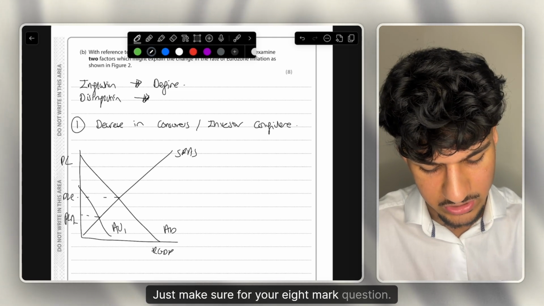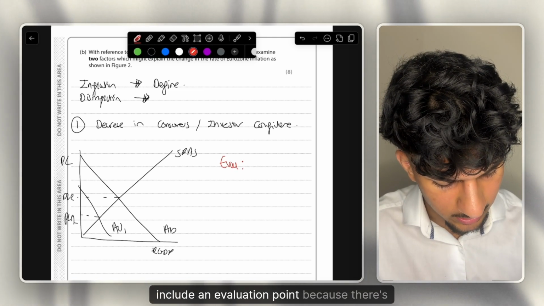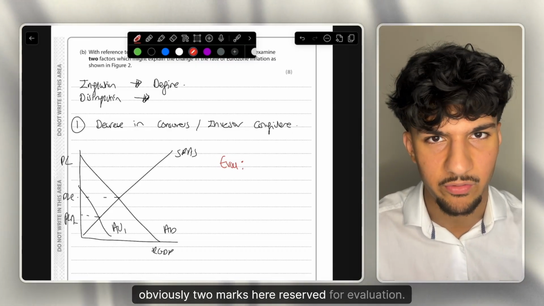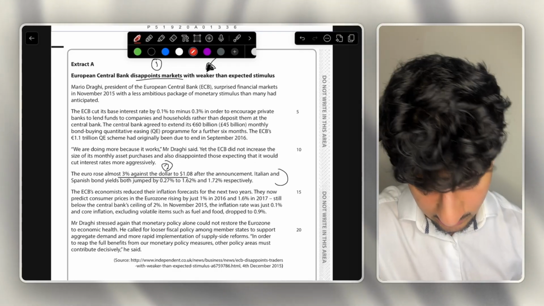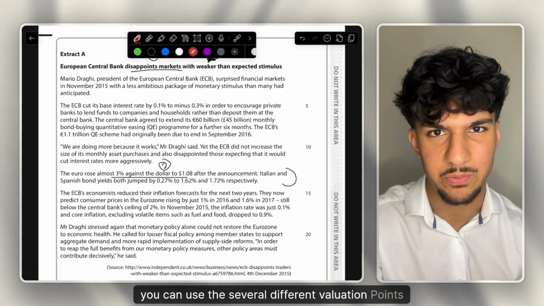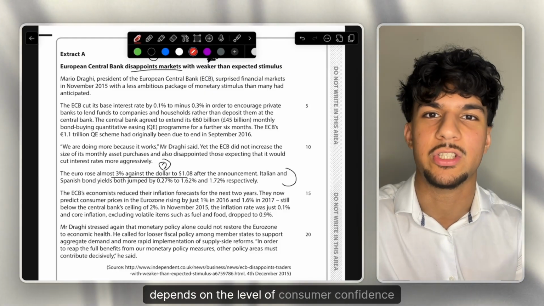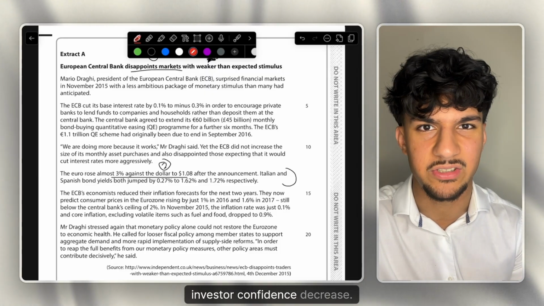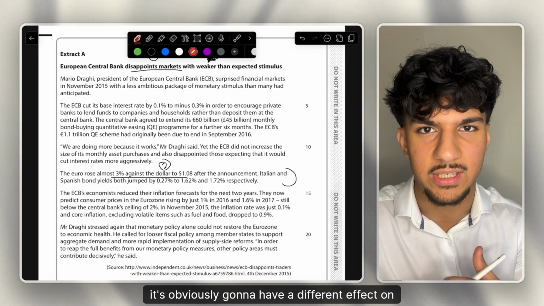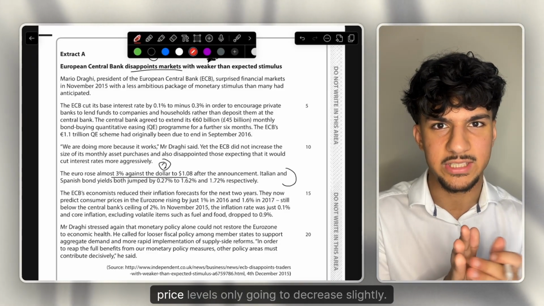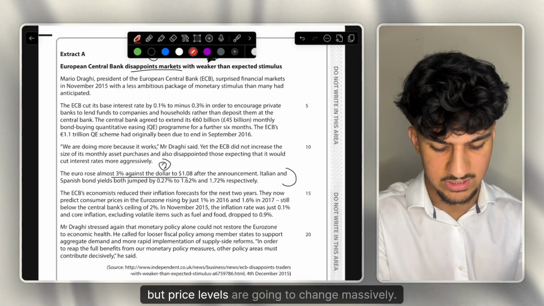Just make sure for your 8 mark question, classic mistake I see students make, that you include an evaluation point, because there's obviously 2 marks here reserved for evaluation. And like I said before, I was looking at the context earlier, you can use several different evaluation points there. It depends on the proportion of AD affected, depends on the level of consumer confidence decreased, investor confidence decreased, as if it decreased a bit, it's obviously going to have a different effect on AD. So if it decreases slightly, price level is only going to decrease slightly. If it's a massive change, obviously, price level is going to change massively.